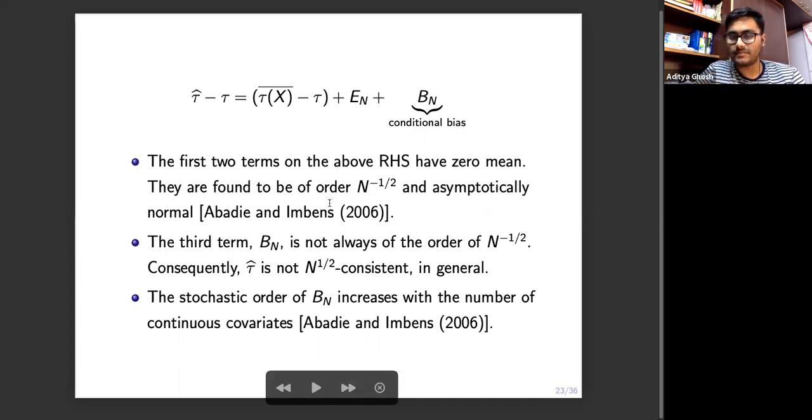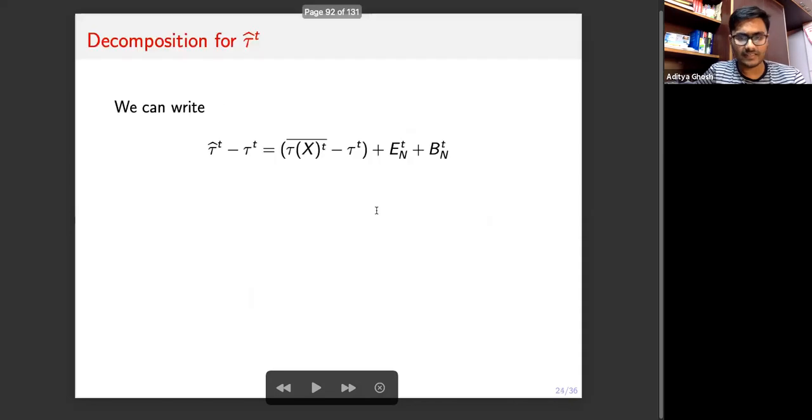And all these were established in the paper by Abadie and Imbens. In fact, most of the large sample properties I'll be discussing now are from that paper, or some other paper of Abadie and Imbens. They did a lot of work in this area.